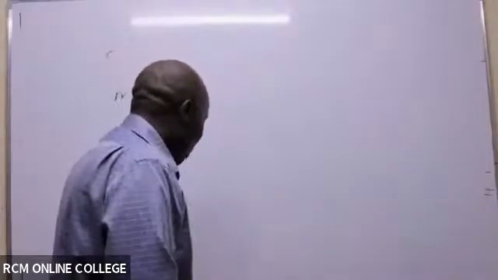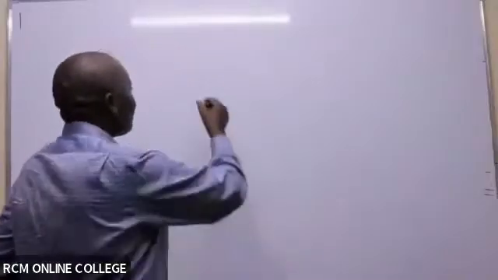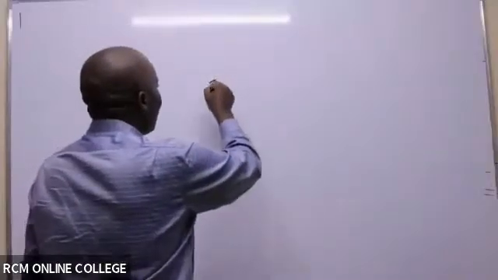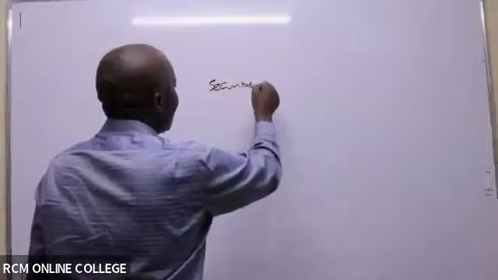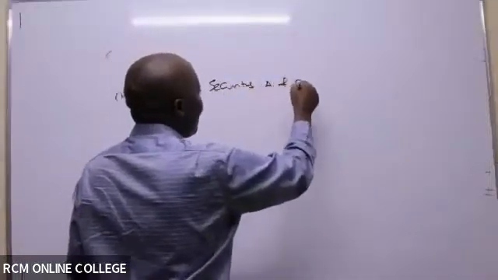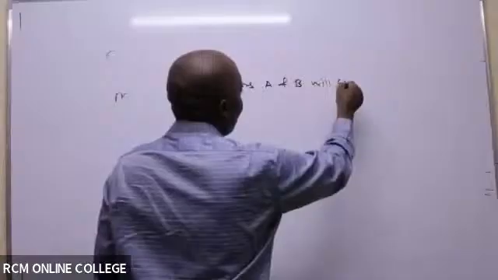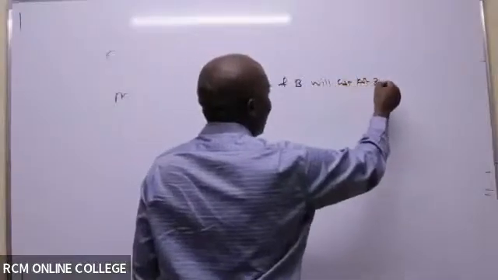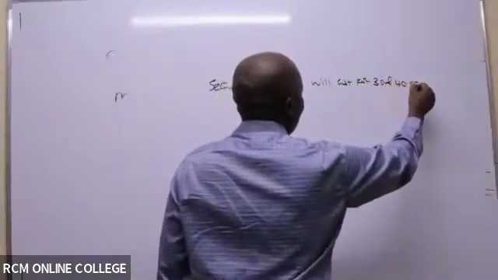Sasa utakuja upate kitu kama hii, unaambiwa securities A and B will cost Kenya shillings 30 and 40 respectively.